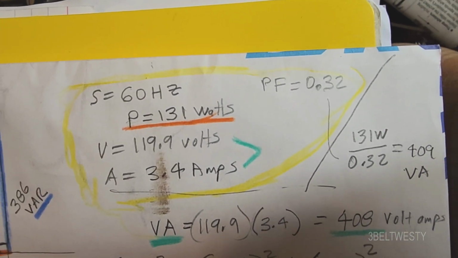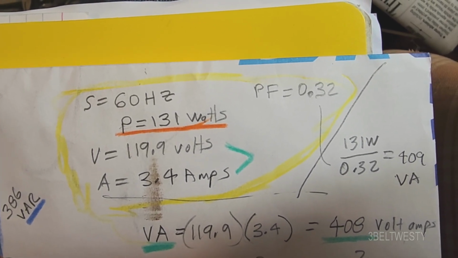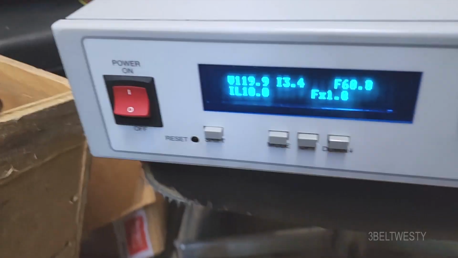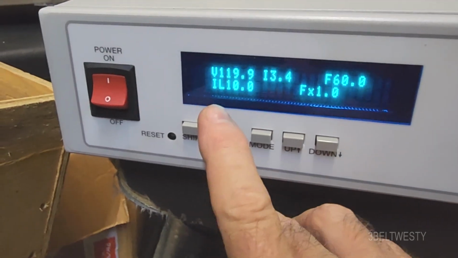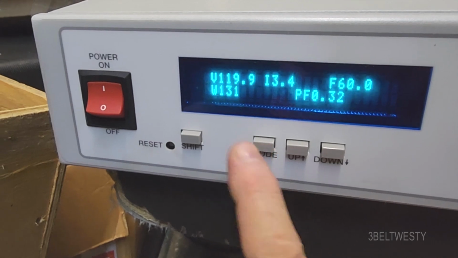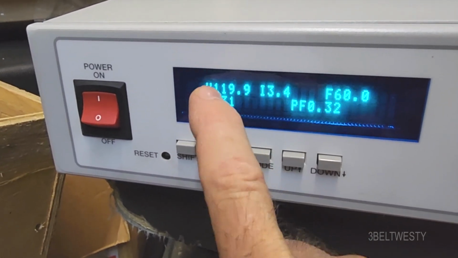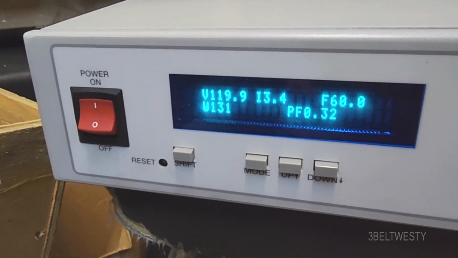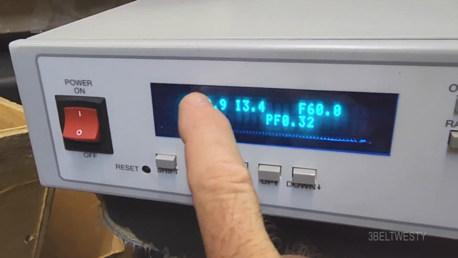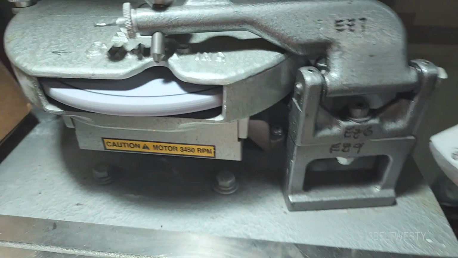And it's drawing 3.4 amps at almost 120 volts. 60 hertz is the frequency. And the power factor is 0.32 on my meter. Looks like it's 60 hertz. What do we have here? 131 watts, 3.4 amps, 119.9 volts, 60 hertz. There's the power factor. So we got the volts times amps is high, the actual watts is not too much.